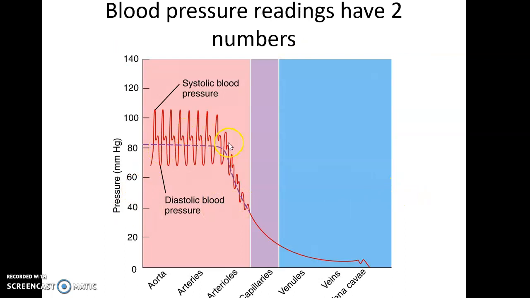All right, so as the blood travels through the arteries, through the capillaries, and into the veins, blood pressure goes down. So we can clearly see that. And then blood pressure at its peak is the systolic blood pressure, and blood pressure at its lowest trough is the diastolic blood pressure. Ventricles contracted, ventricles relaxed, ventricles contracted, ventricles relaxed.